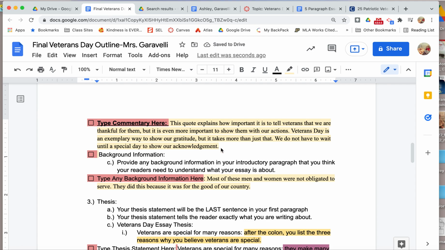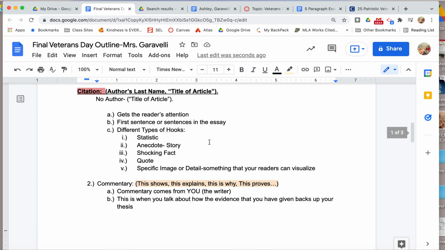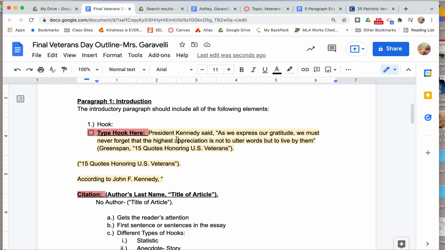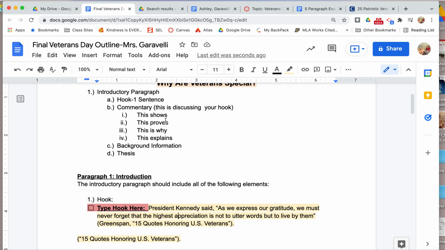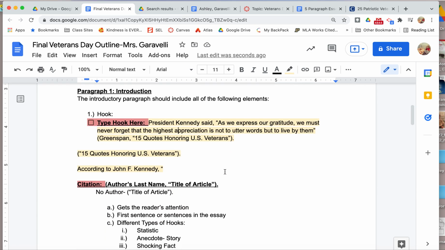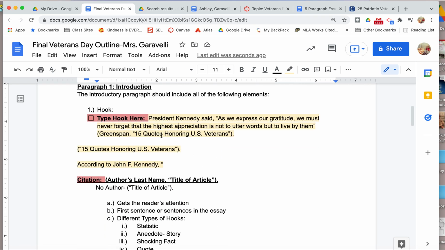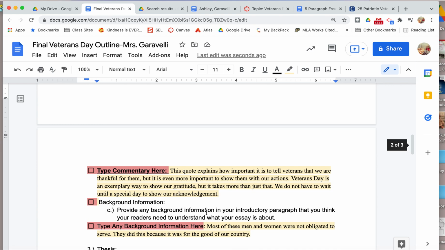So that's my commentary. That is me talking about my quote that I just wrote. This all comes from me because I am the commentator of my paper. You are the commentator of your paper, so you should not be citing anything. You should not get anything from a website. You are just talking about your hook. So that's why you need to start with something like this shows, this proves, this is why, this explains, so that you know you are referring back to whatever your hook is, okay?